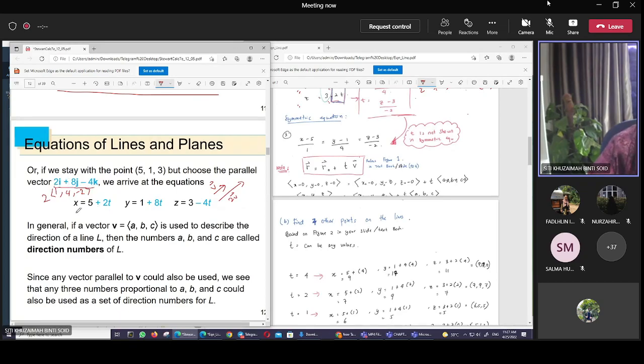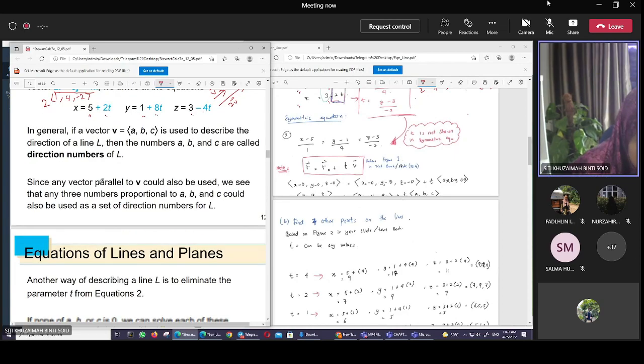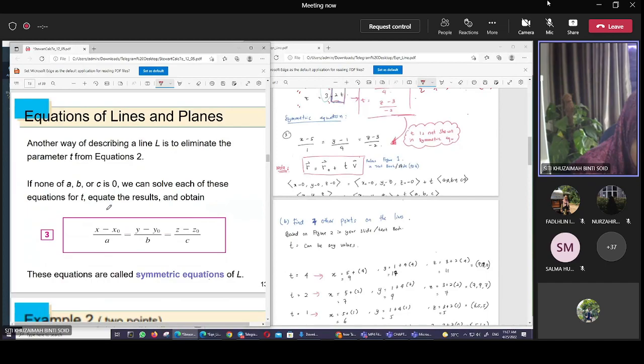So we can write the parametric equation. Okay, maintain 5, 1, 3 as just now as the point. But the parallel vector has now become double. That is also possible, right? Direction numbers of L are A, B, C. Equation of line. Okay, this is the symmetric.